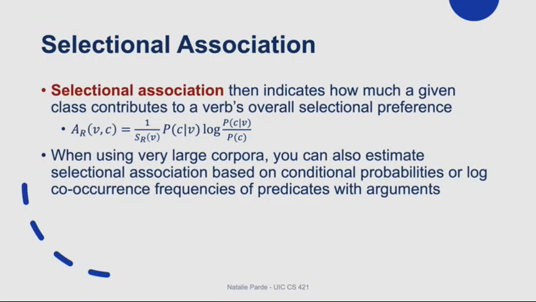The selectional association of a given class and verb are then defined as the relative contribution of that class to the overall selectional preference for the verb as shown here. The probabilities used in these calculations can be estimated from corpora based on the number of times a given predicate occurs with a given argument. When using very large corpora, you can also directly compute selectional preference as the conditional probability of an argument occurring given a verb for a particular relation, or even just by taking the log co-occurrence frequency of the predicate with the argument.